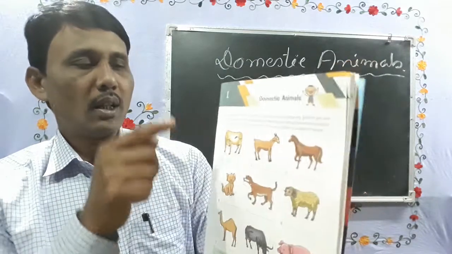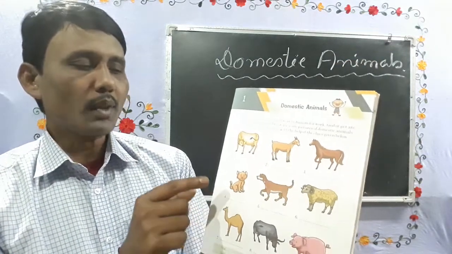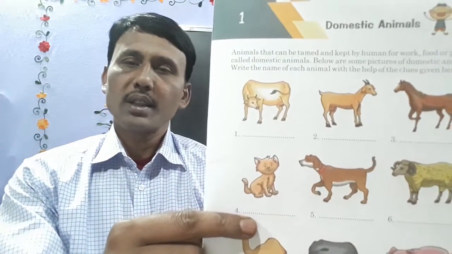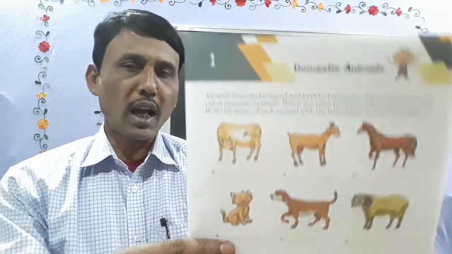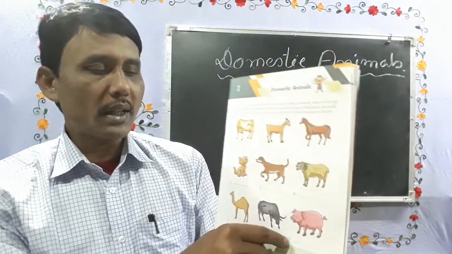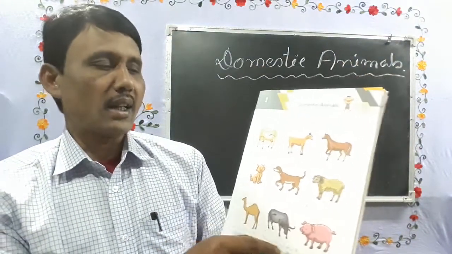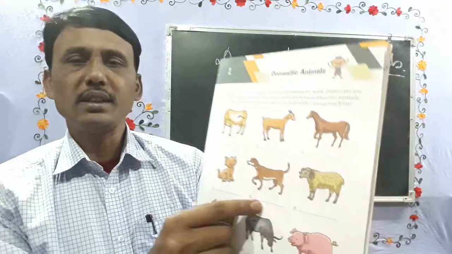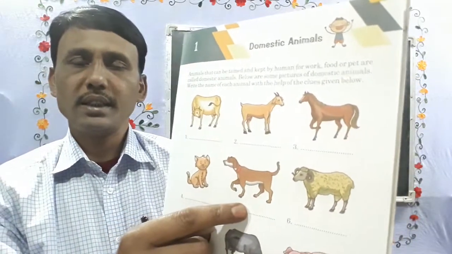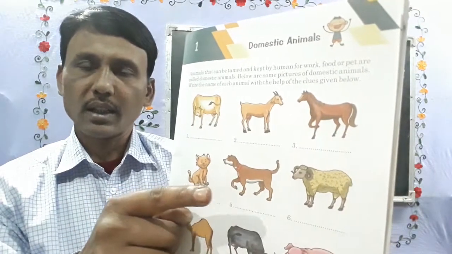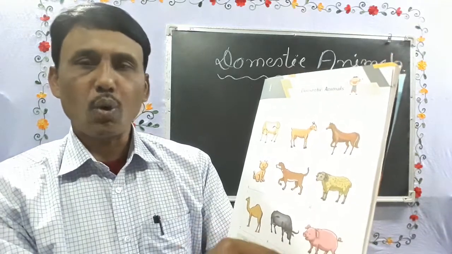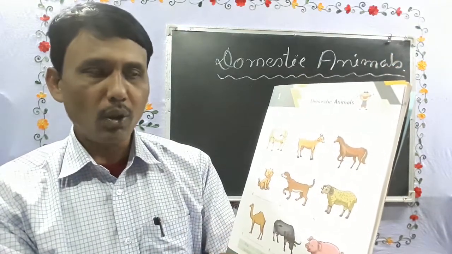Clear? Fourth picture. You can see this is the picture of a cat. So now we should take out the word cat from the list and write it here. Okay? Next picture is a dog. Is it clear? Can you see it? Fine. So we should find the word dog from the list below and write it here.